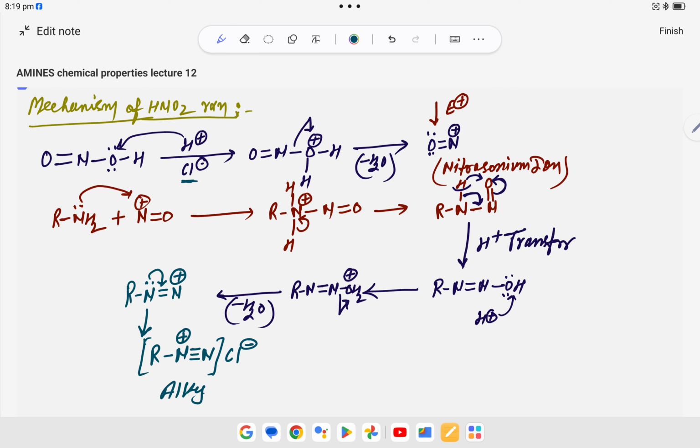So this is your alkyl diazonium chloride. So this is the complete mechanism.